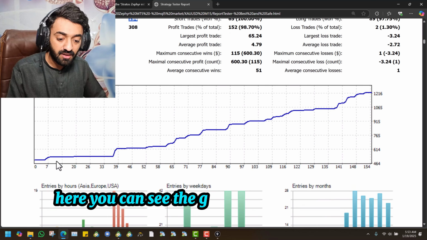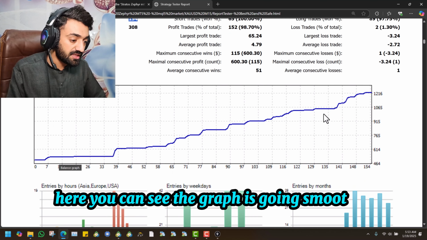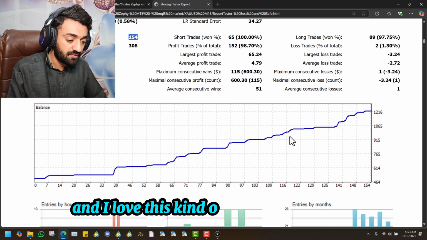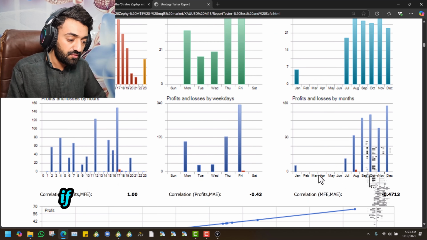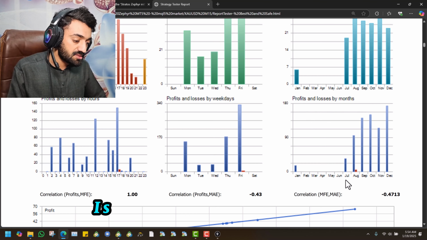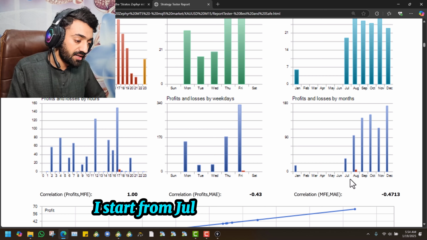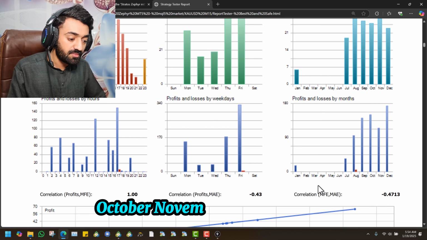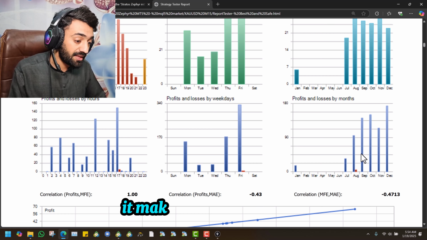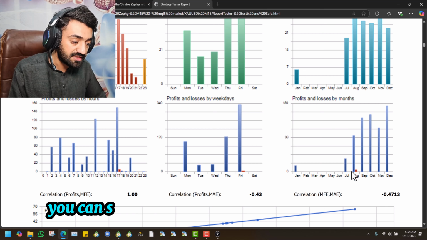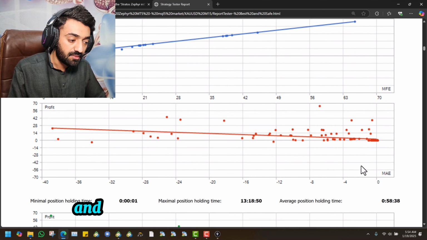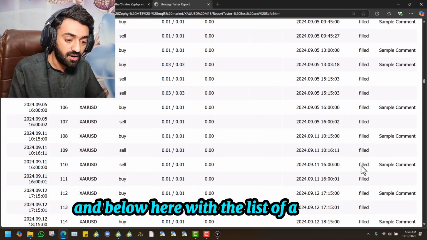Here you can see the graph is going smoothly upward, and I love this kind of graph. Here below, if you take a look at the profit and losses by months, I start from July, August, September, October, November and December, and in January till now it makes this kind of result. You can see all months are closed in good profit, and below here is the list of all trades.